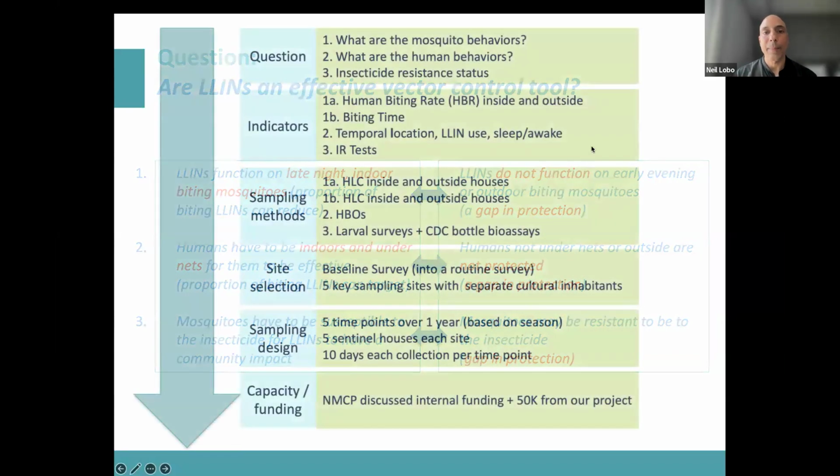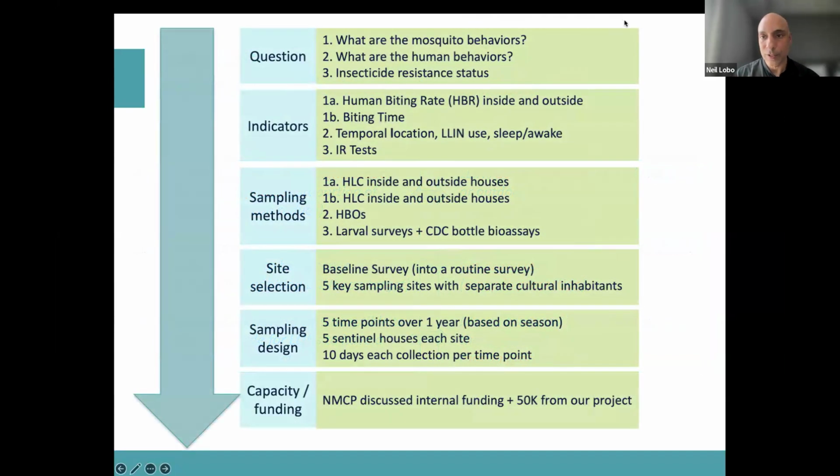And so this is what happened. I'm going to go through each one of the stages that we went through earlier today. So what is our question? Our question was, will bed nets be effective? And towards answering that, we had to divide it into sub-questions. Number one was, what are the mosquito behaviors that align with how bed nets function? What are the human behaviors? Because we want to understand if people are using bed nets, where they are, and when they are there, and whether there's an overlap with what the mosquitoes are doing.